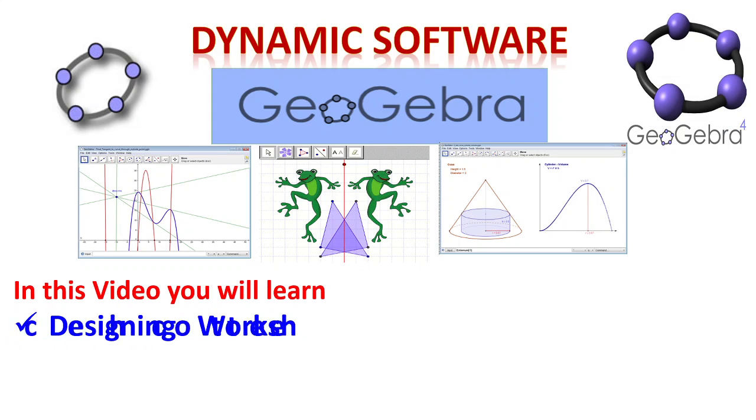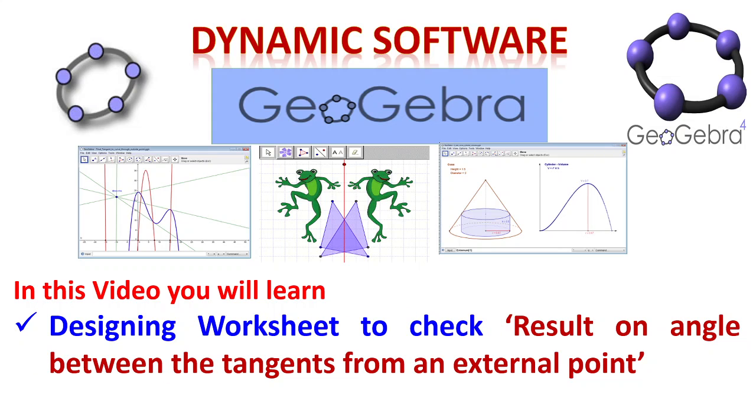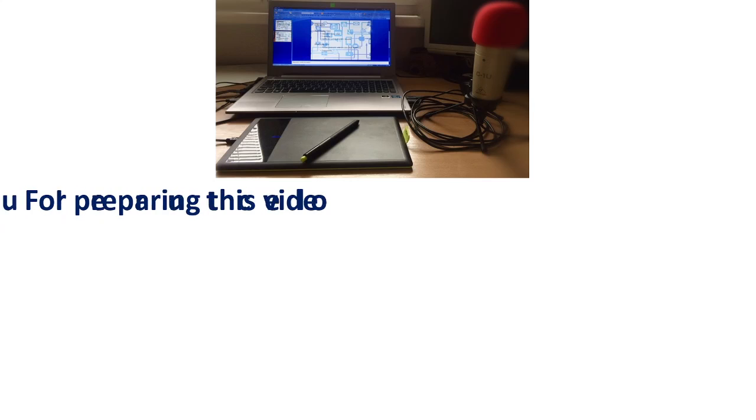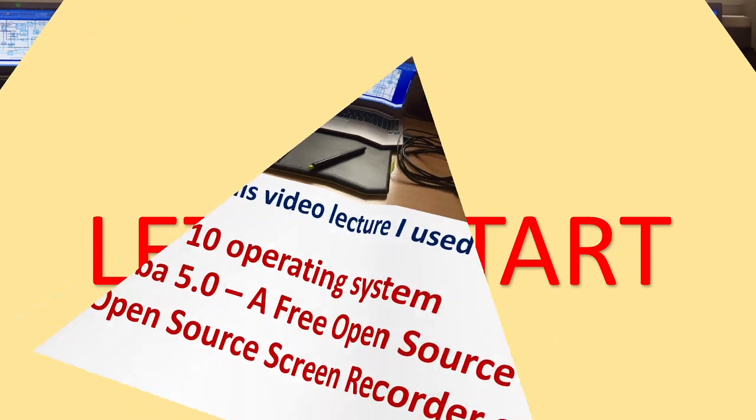In this video, you will learn designing a worksheet to check the result on the angle between tangents from an external point. For preparing this video lecture, I used Windows 10 operating system, a licensed version, GeoGebra 5.0, a free open source software, and free open source screen recorder software.